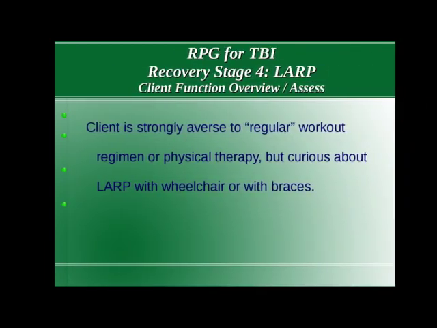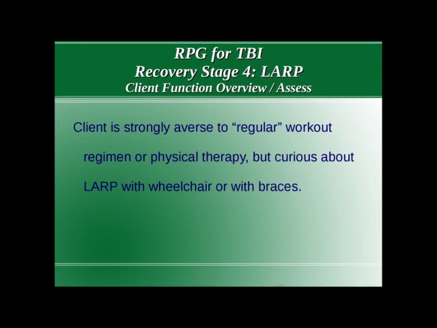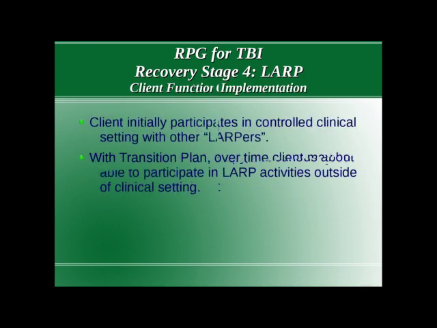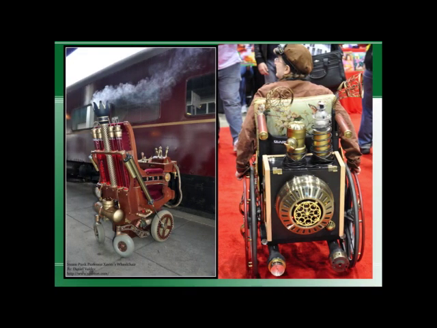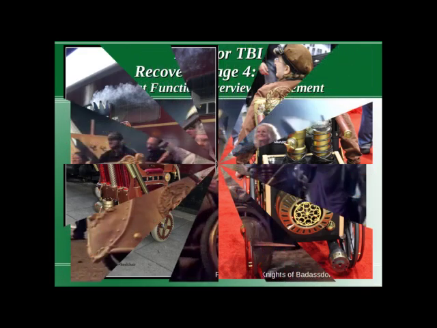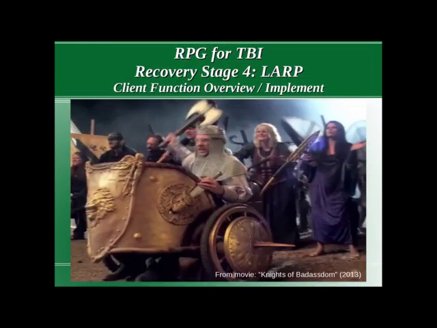For Stage 4 in the recovery process, a LARP modality would be recommended. In planning, there will need to be a LARP program and group that allows for the client's disabilities, and in implementing, the client initially participates in a controlled clinical setting with other so-called LARPers. Then over time, the client may be able to participate in LARP activities outside of a clinical setting. These are some actual modified wheelchairs for those interested in LARP activities. And this is from the movie Knights of Badassdom, which was actually filmed here in Spokane. That chariot is a wheelchair.